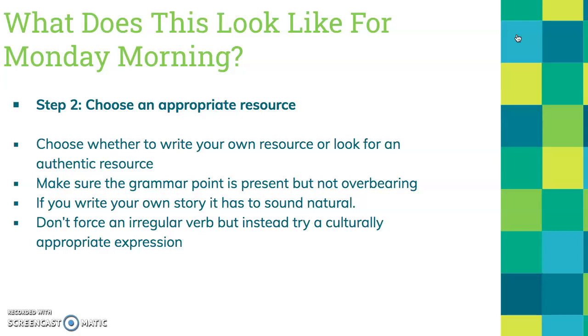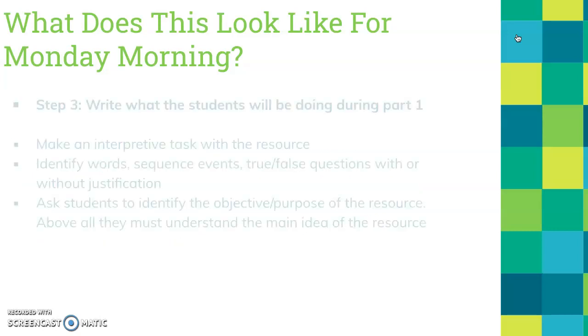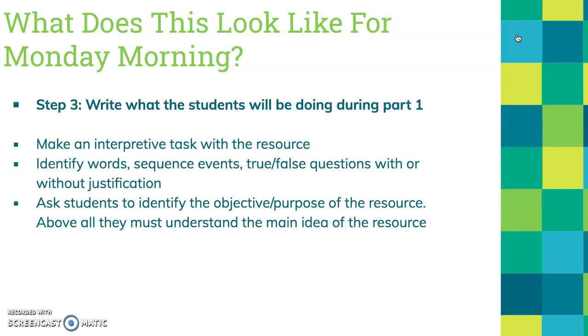So if you write your own story, you might want to have somebody else check and be like, does this sound like a person or does this sound like a teacher? You want to make sure that's very clear. And don't try to force an irregular verb just because you're like, oh, I really want to make sure that this verb is in there so they notice it. You can just tell them that verb. And if it doesn't make sense in your story, it's probably better to try a culturally appropriate expression. It's probably better to do some sort of cultural knowledge, a different vocabulary word. Those are way more important than trying to make sure you fit in every strange irregular verb that you want them to ever memorize.